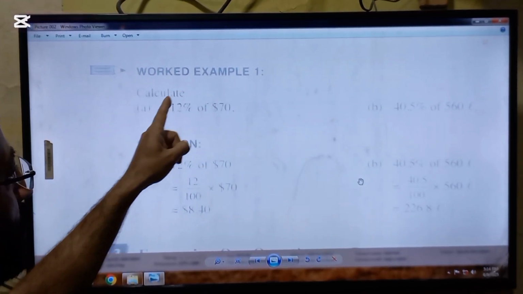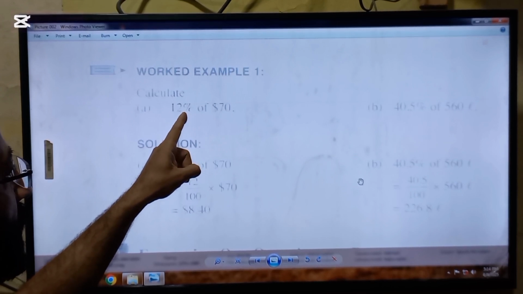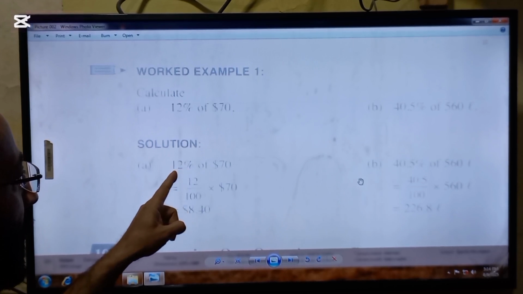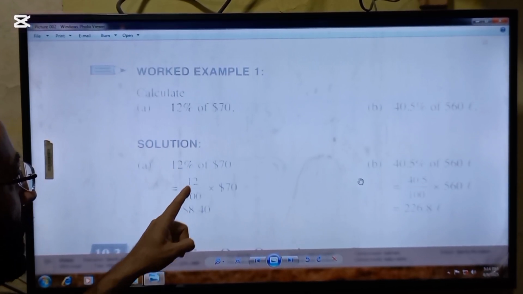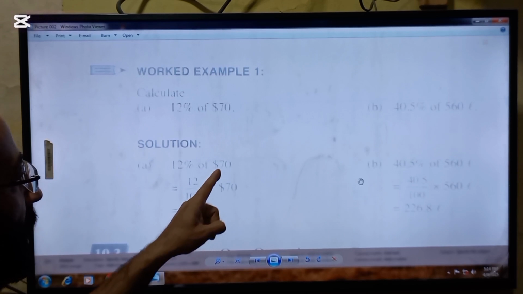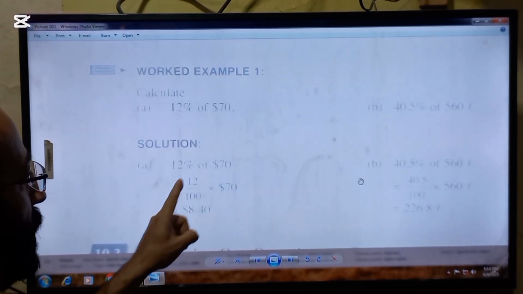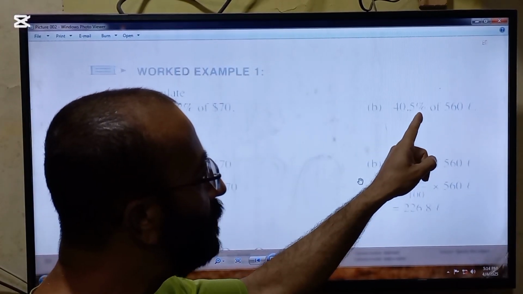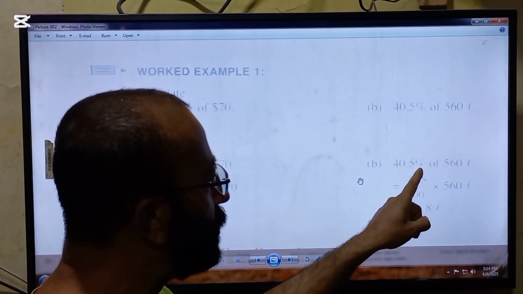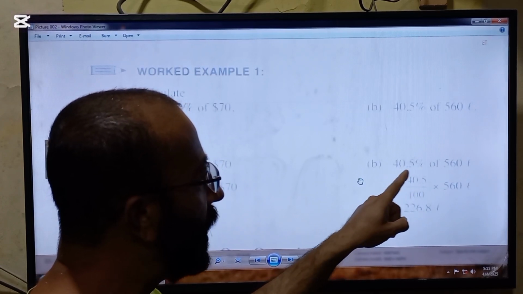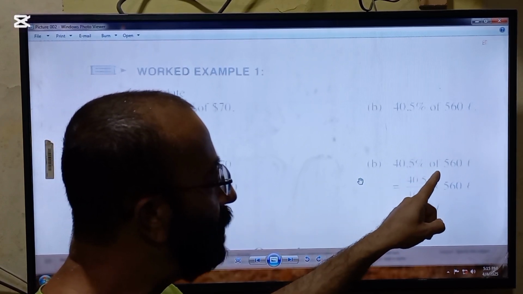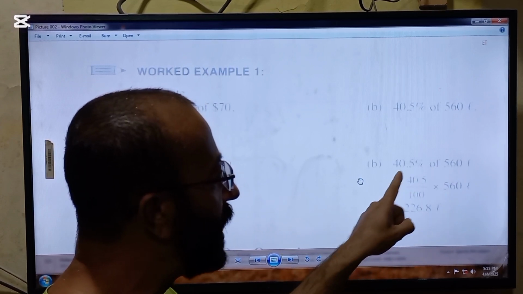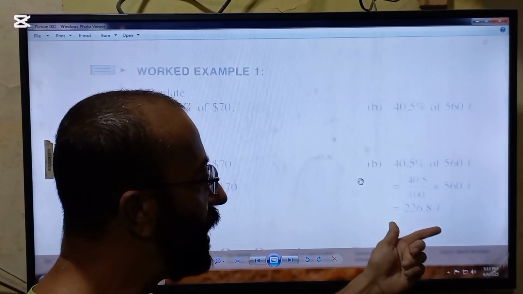So first we will convert this percentage into a fraction, drop the percentage sign and divide this number by 100. So look here, we have dropped the percentage sign and divided the 12 by 100, of will be converted into multiplication, 70 will remain the same, and after cancellation you will get the answer. Likewise, here is the same method. First drop the percentage sign and divide this number by 100. In place of of we place the multiply sign and 560 will remain as it is, and after cancellation you will get the answer.